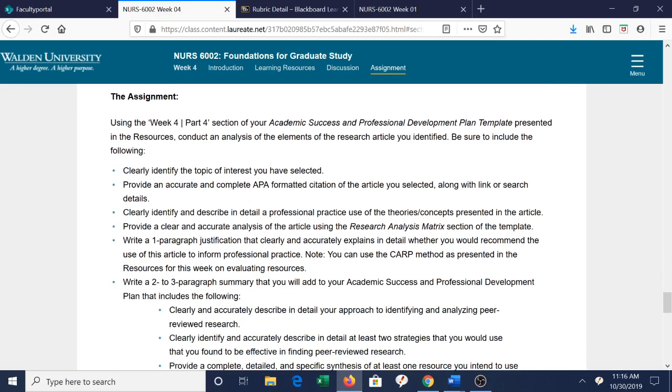Okay, so the assignment is to use week 4, part 4 section of your academic success and professional development plan template. Now remember, it's a template because it's your guide, it's your pattern. Once you start filling it in and submitting it, it's not a template anymore, it's your plan. So you can take that template word off of it. You are going to conduct an analysis of the elements of the research that you identified, and it's a list of things for you to do.